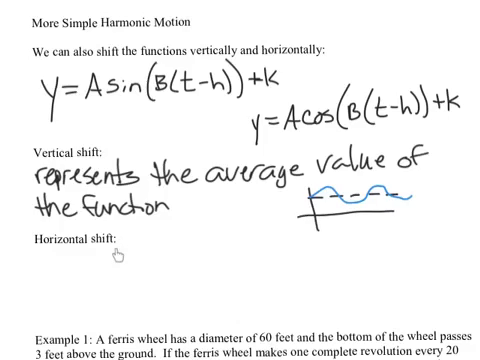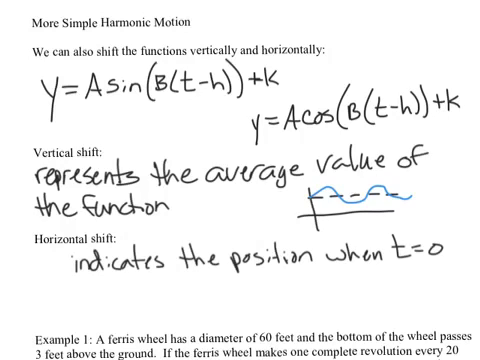Now the horizontal shift just indicates the position of the function when time is 0. So where that will come into play is if you have a function that doesn't start in the middle or at max or min at t0, then you want to apply a phase shift so you can obtain either the standard sine curve or the standard cosine curve, or a reflection of those two.